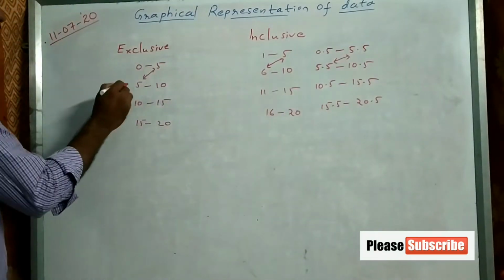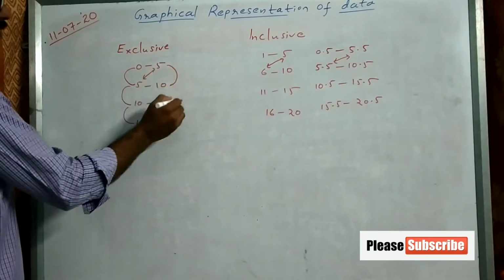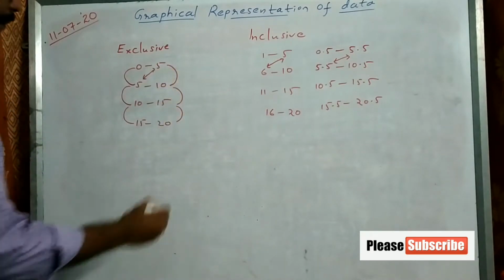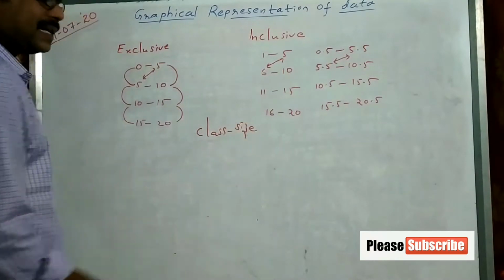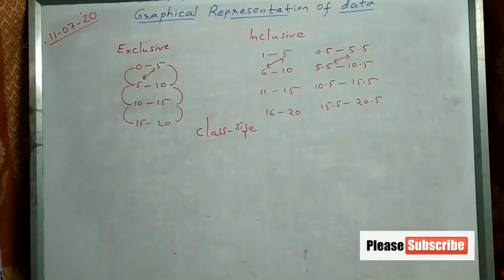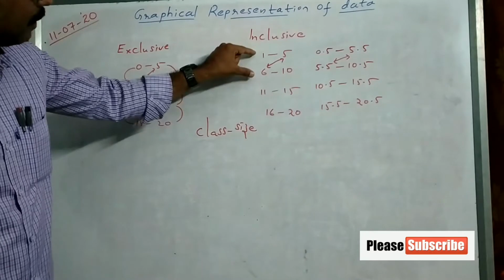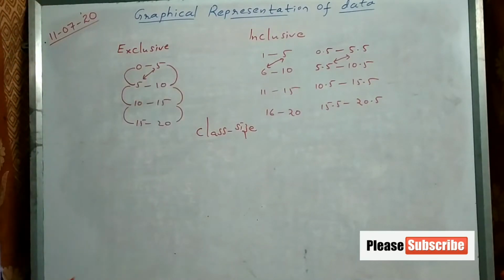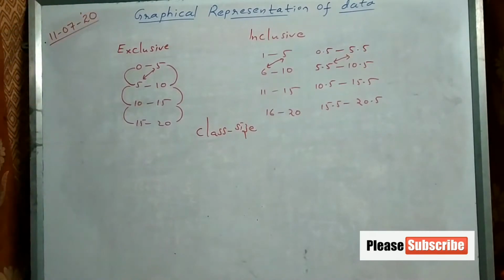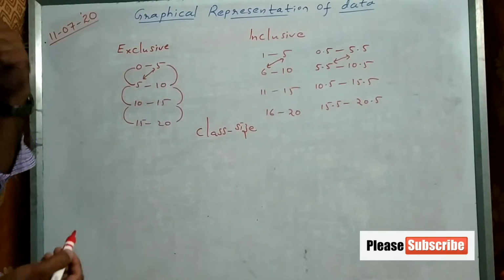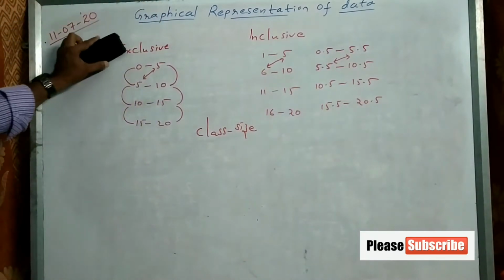The difference between two consecutive lower limits or upper limits is called class size, or length of class interval. Or simply we say class size. It is denoted by H. So this is what we discussed yesterday.